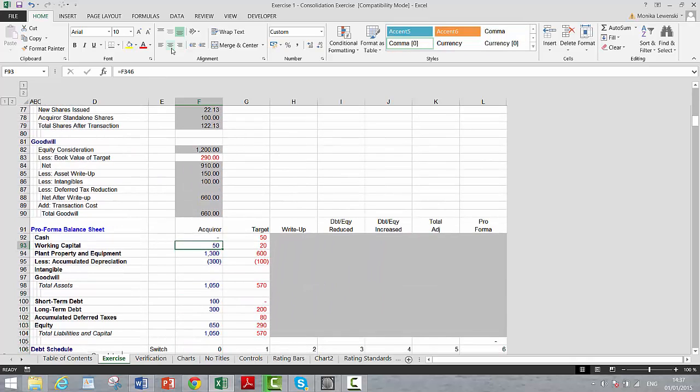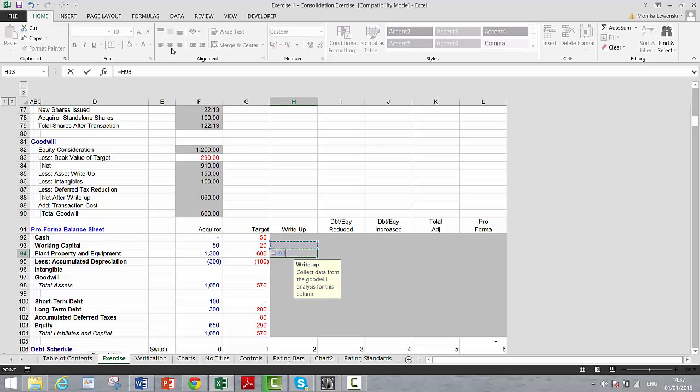Then what we can do, we can just start putting these things in. So our plant got a write-up of 150.